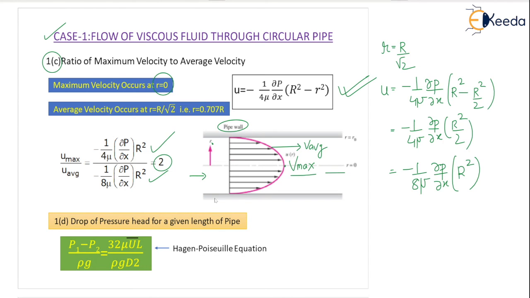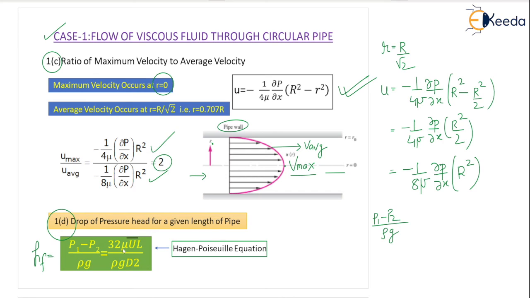Now definitely when the fluid flows inside the pipe, there is a head loss due to friction or because of viscosity. Look at this 1d point: drop in pressure head for a given length of pipe. P1 minus P2 is the pressure drop. When you want to find the head, it is P1 minus P2 by rho g, which is also represented by hf equal to 32 mu u bar L by rho g d square. This formula is known as the Hagen-Poiseuille equation.